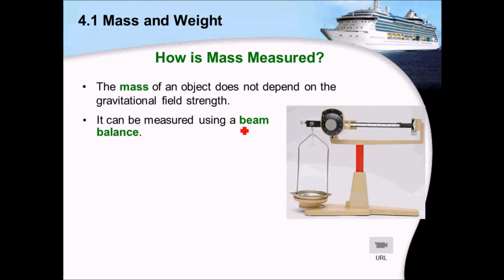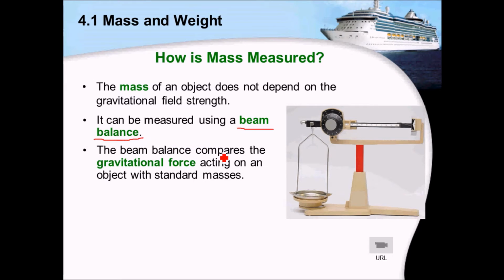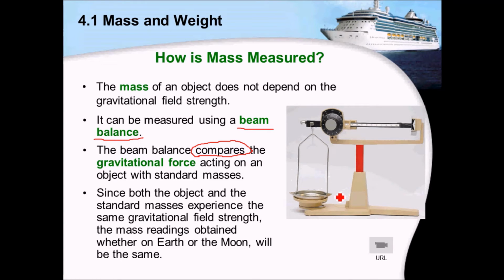A very common instrument that does this is called the beam balance. The key idea is that it compares the two masses to judge the mass of the object. Since the object and the standard mass experience the same gravitational field strength, on Earth and Moon it will be the same. So if you bring this to the Moon and measure the mass of the object, it will give you exactly the same reading as on Earth. So this is to measure mass.